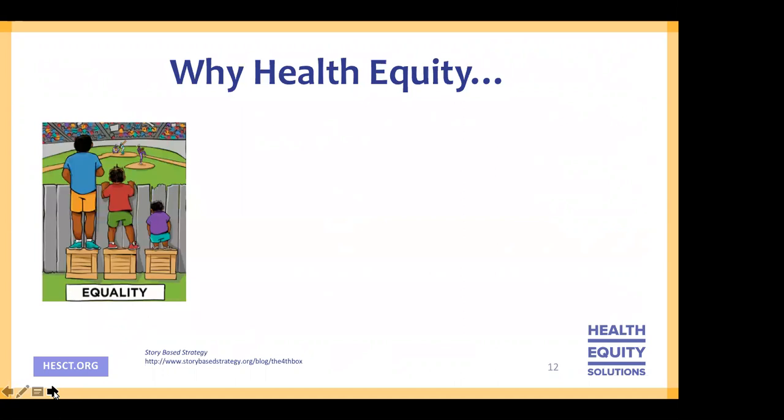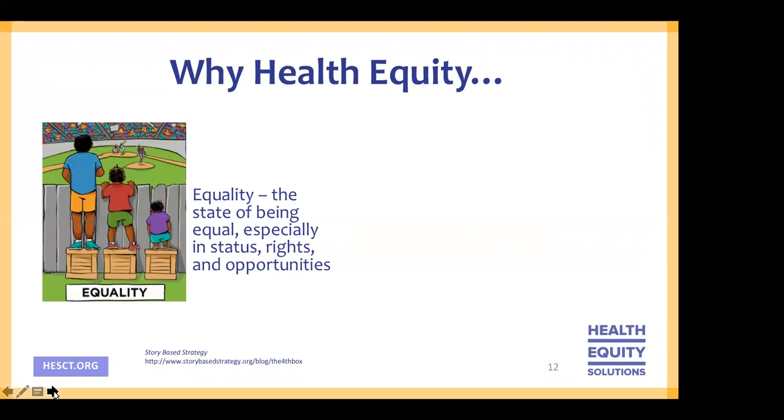This is the literal definition of equality. Each of these three boys has been given a box, the exact same resource, to look over the fence, which is a barrier to the field, to see the game. And if we translated this into health, each of them has been given the same access, those three boxes, to look into their health system or to be a part of the health system. Equality in its definition is the state of being equal, especially in status, rights, and opportunities.